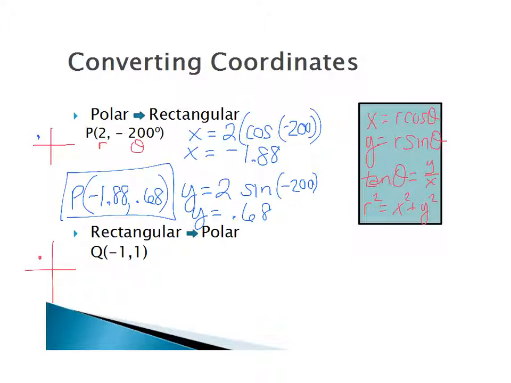This time, I already know my x and my y. If you know your x and your y, then these two rules would be better. I know x and y, I can solve for r. I know x and y, I can solve for theta. I'm going to start with my r, actually, because that comes first as I write the ordered pair.